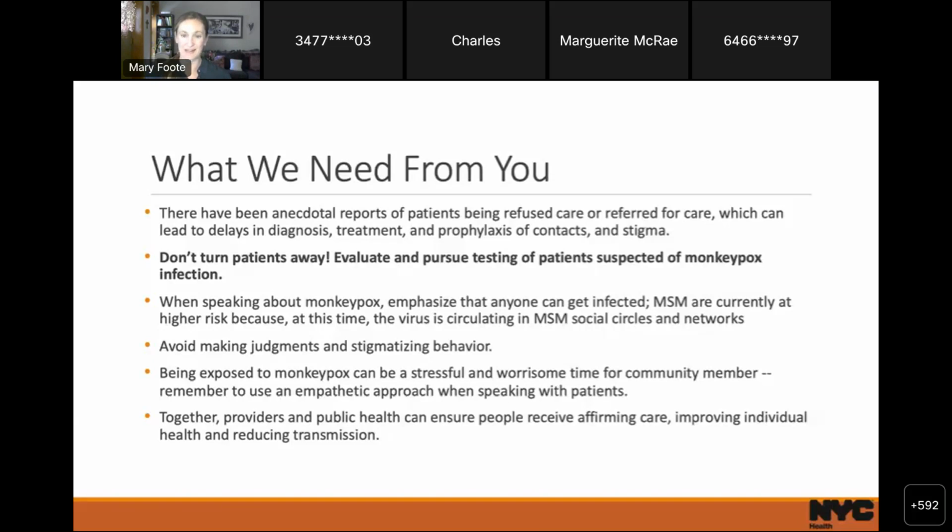getting turned away from care, and it can be a really scary experience to think that you have this. So as much as we can be compassionate, empathetic, and really try and help our patients through this really difficult time, it's better for everybody. And so together we can all do our best to ensure that people are receiving affirming care, improving individual health, and reducing transmission together.